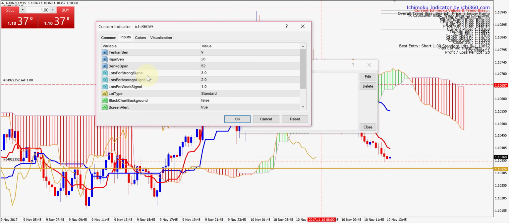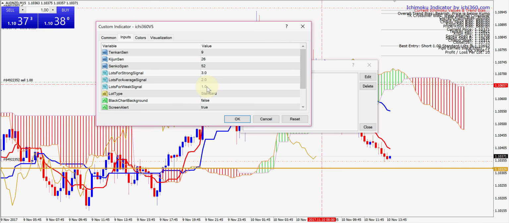When we buy above the cloud, it is a strong buy. When we sell below the cloud, it is a strong sell. If we buy or sell inside the cloud, that is, the crossover takes place inside the cloud, it is called an average signal. If we buy below the cloud, it's a weak signal, or if we sell above the cloud, it is also a weak signal. So you can see here this number 1. 1 means it's a weak signal.